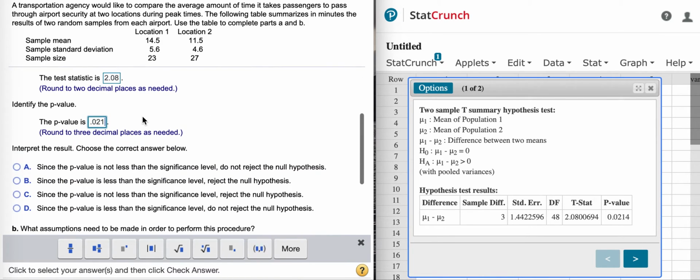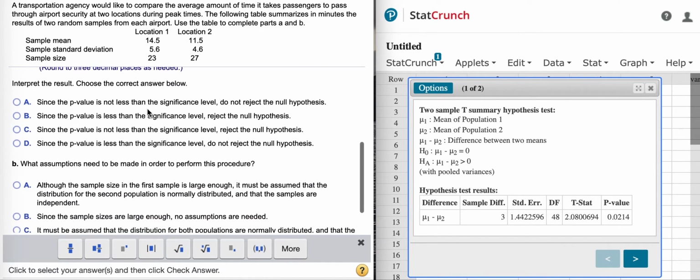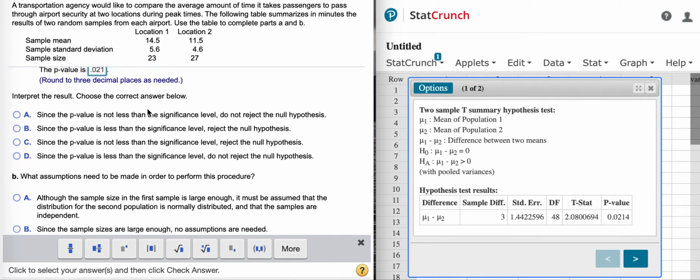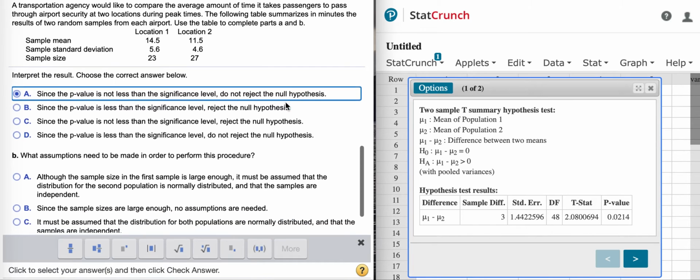And so in this case, our p-value is greater than the significance level. So for this test, using this significance level, we would fail to reject. If we interpret our results, since the p-value is not less than the significance level, do not reject the null hypothesis. That would be our choice based upon the significance level of 0.01.